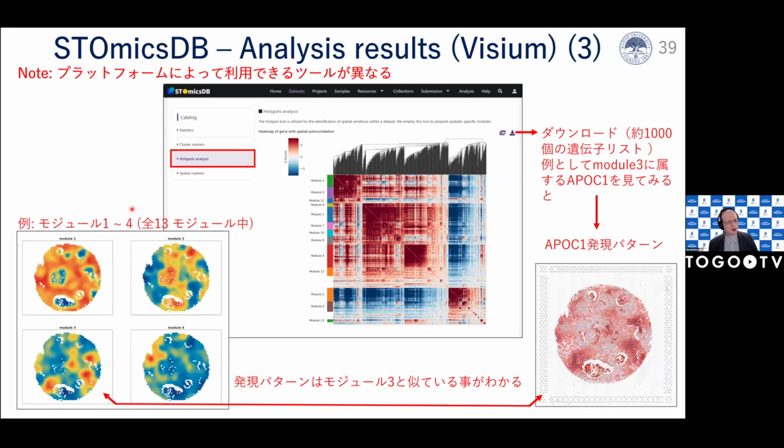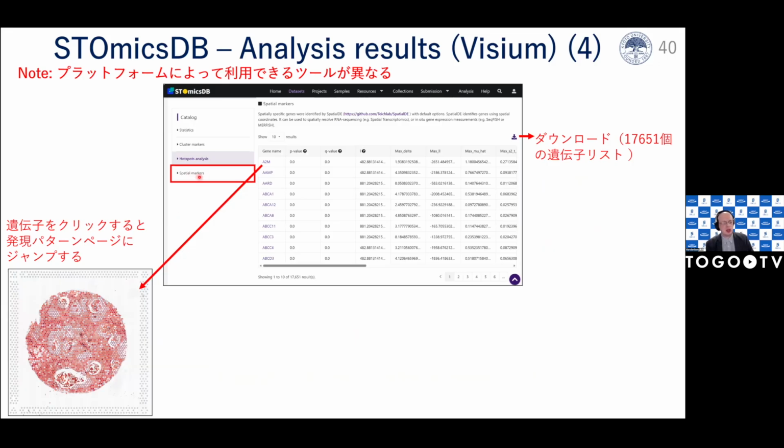And there's something called hotspot analysis. I guess it's the clustering of genes by similarity. You can see it in a heat map, and you can download the result. We can check that, for example, this gene is in module 3, and module 3 looks like this. We can confirm that the expression pattern of this gene fits with module 3. They also have spatial markers, predicted using a spatial DE method. So these are spatially variable genes. And again, if you click here, you can easily visualize those marker genes.